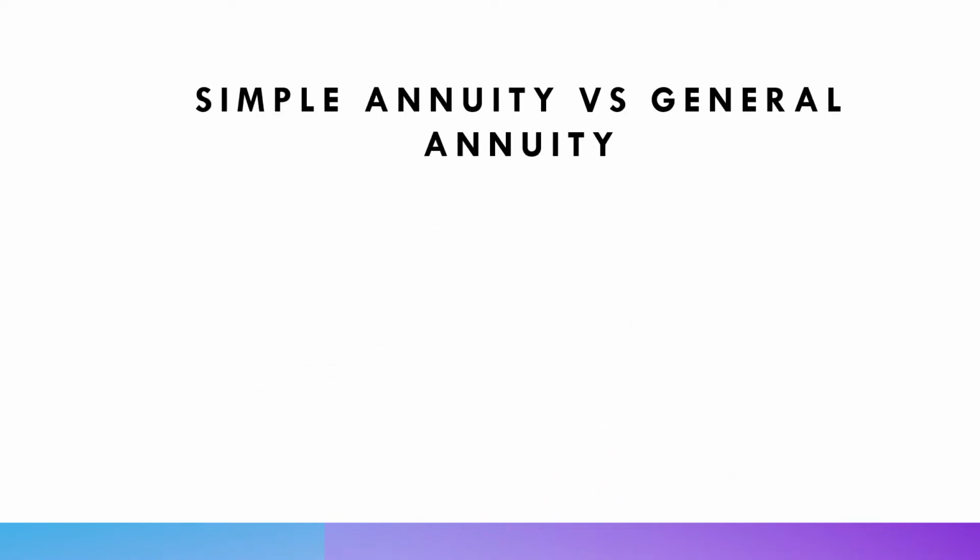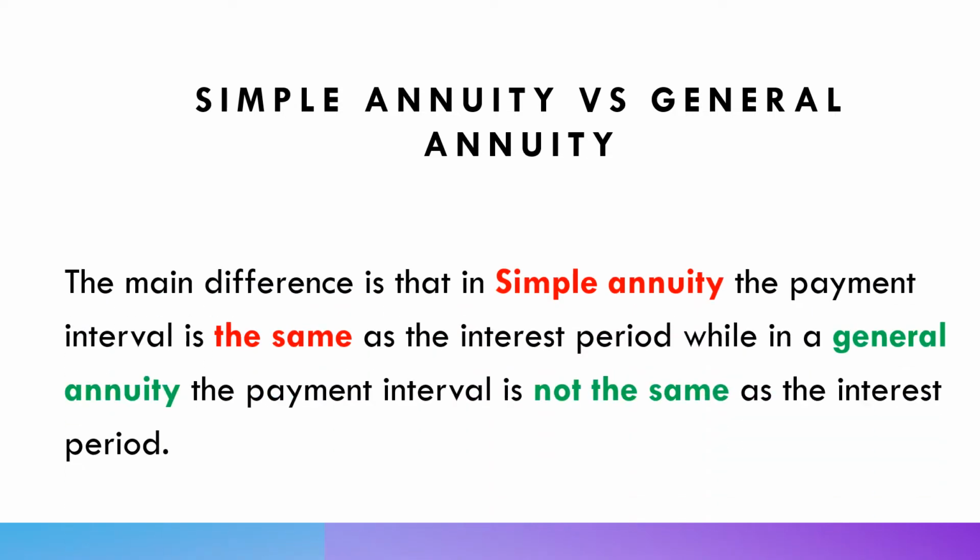We now know that annuity is a series of payments done at equal intervals. So we have two kinds of annuities, the simple and the general annuity. Let us compare the simple annuity and the general annuity. The main difference is that in simple annuity, the payment interval is the same as the interest period, while in general annuity, the payment interval is not the same as the interest period. So let's classify this one.